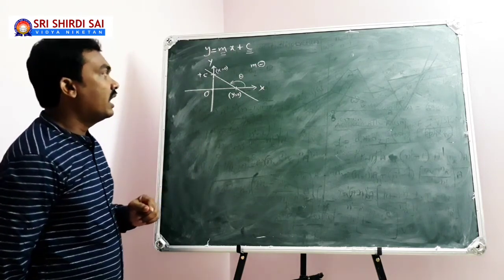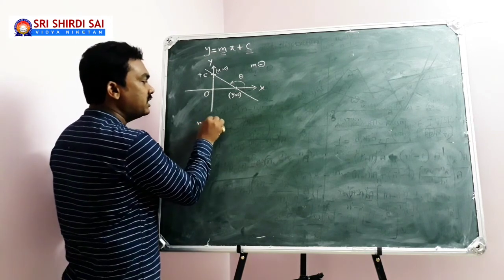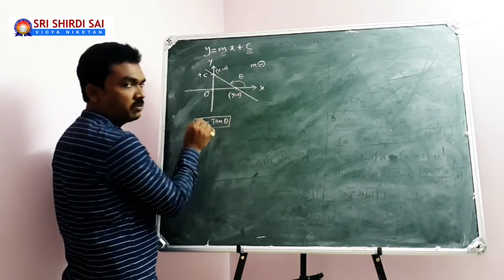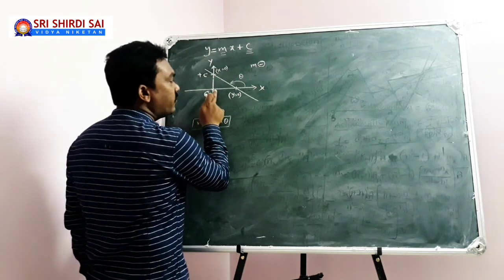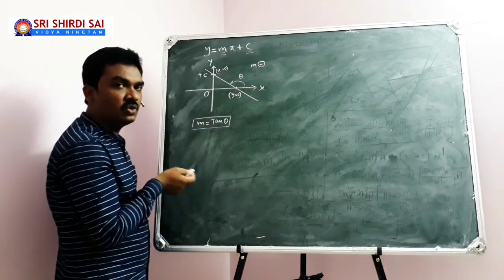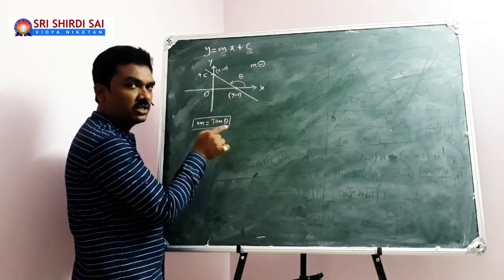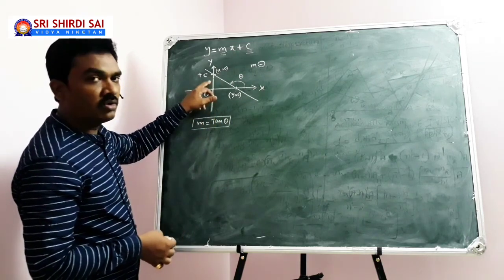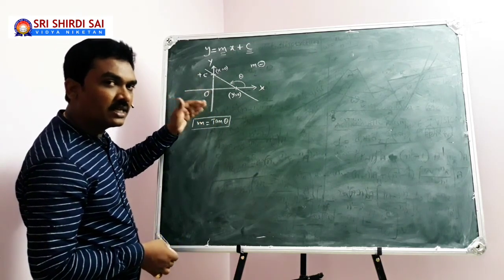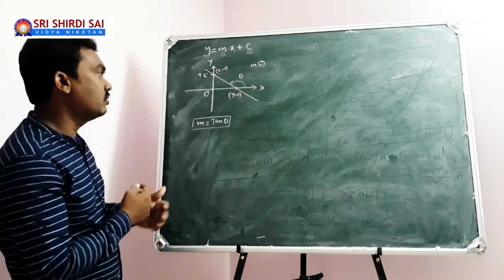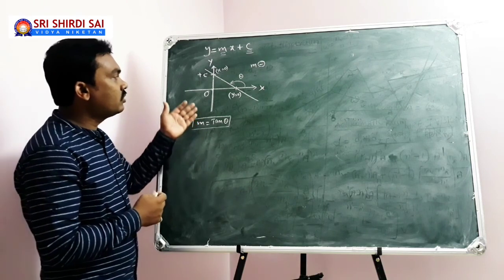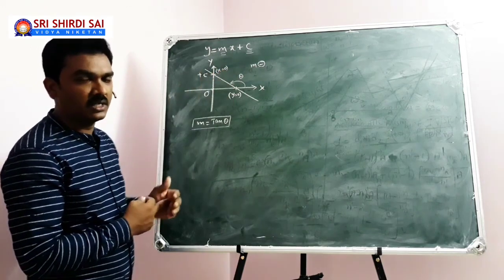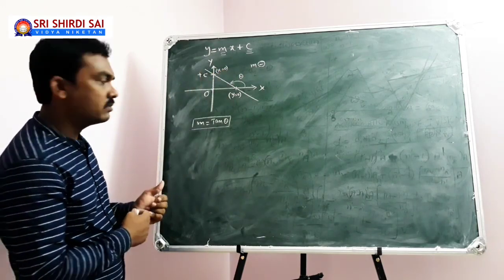And next, as m equal to tan theta, you learned that for theta greater than 90, tan theta will be negative, and for theta less than 90, tan theta will be positive. At the same time, the slope of the x-axis is 0, because theta equal to 0 degrees, tan 0 degrees is 0. The slope of the y-axis can't be defined, because when theta equal to 90 degrees, tan 90 degrees tends to infinity. That's what you need to understand. So now look at this straight line y equal to mx plus c, whose y-intercept is positive and whose slope is negative. Let me connect this with physics.